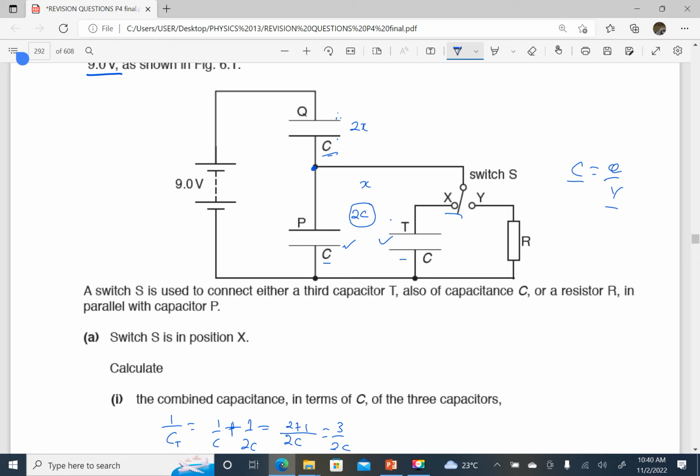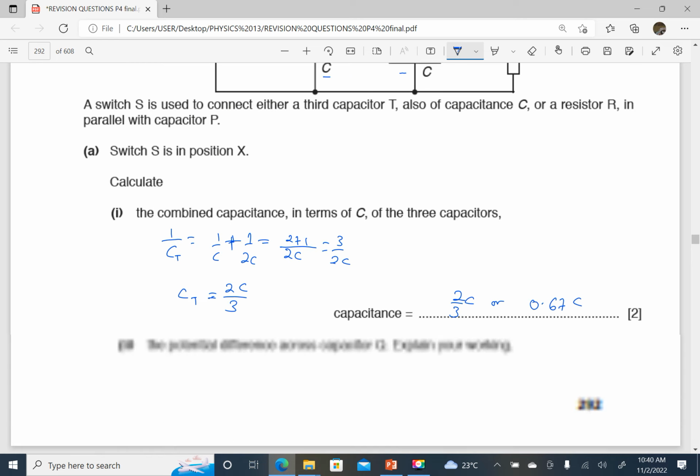Because Q is in series with the battery, it receives all the charge. And the same charge goes to this junction where it is split. Part of it goes to T1 to T, and part of it goes to Q. So we can use the concept of same charge. And I think that is the easiest.